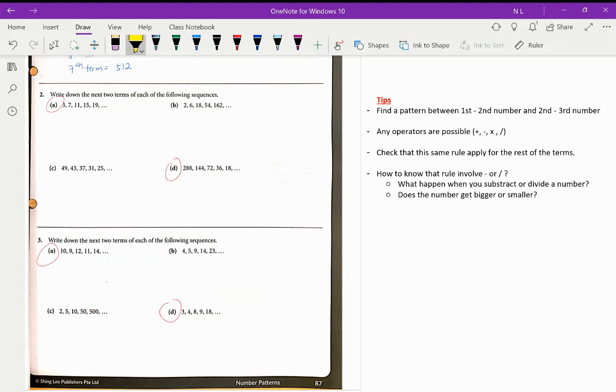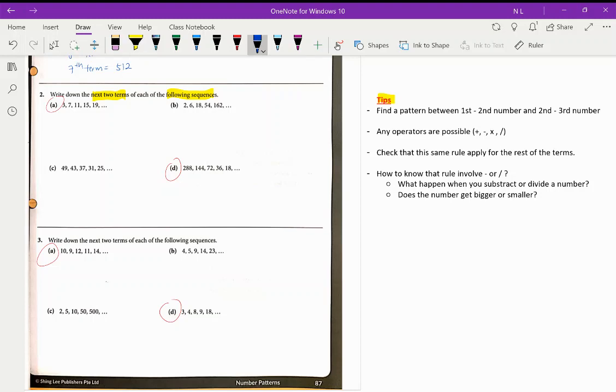This can give you some guidance on how to apply this method to find the rule of the sequence, and after that find the next two terms. First, let's highlight some keywords of the questions. In question 2, they say write down the next two terms of each number sequence. But before we can find the next two terms, we need to first identify the rule in each number sequence. Once you have found the rule, then you can find the next two terms.